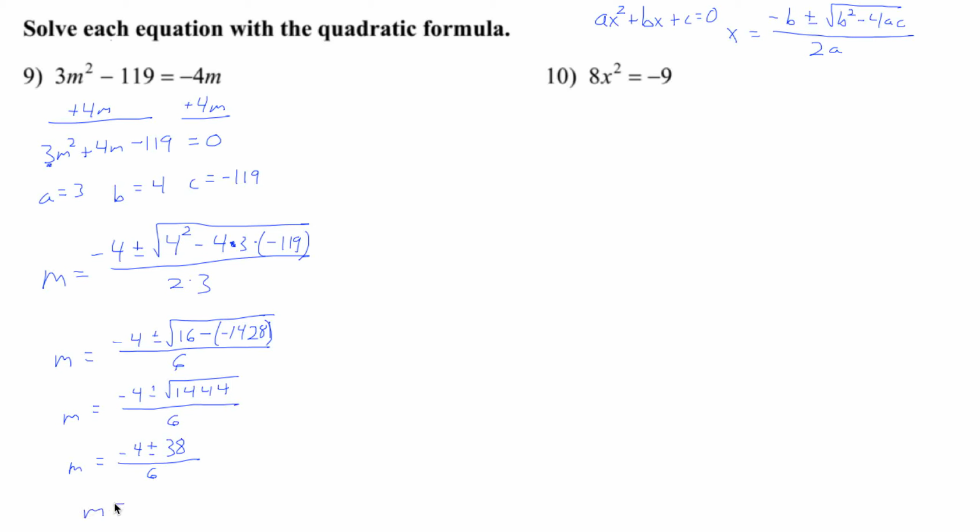And now we actually have two things here. We're going to do negative 4 plus 38. So negative 4 plus 38 is 34 over 6. Or we can do negative 4 minus 38, which is negative 42 over 6. And simplifying this, simplify by 2. This is 34 over 6, so that reduces to 17 over 3. And this one equals negative 7. So our answers are 17 thirds and negative 7.